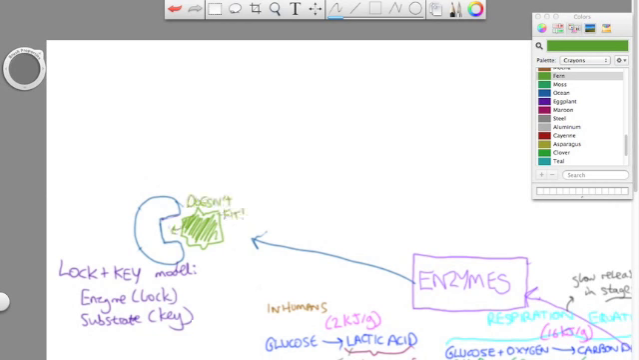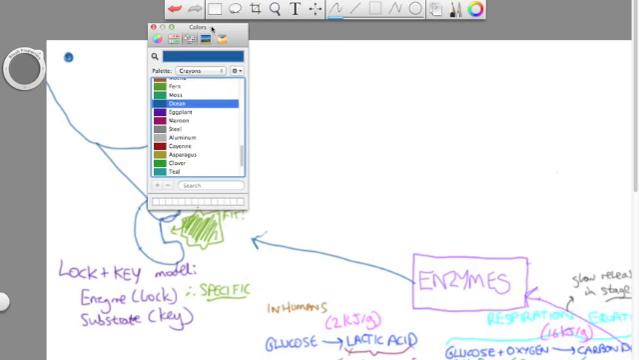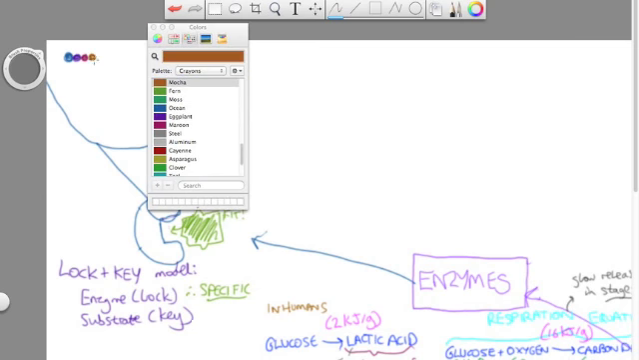So that substrate there has a different shape, it can't fit into the enzyme, and therefore it can't react with the enzyme, essentially. And that's the lock and key model. Now if I zoom into the enzyme, what I can see is a long chain of amino acids making a protein, because enzymes are proteins.